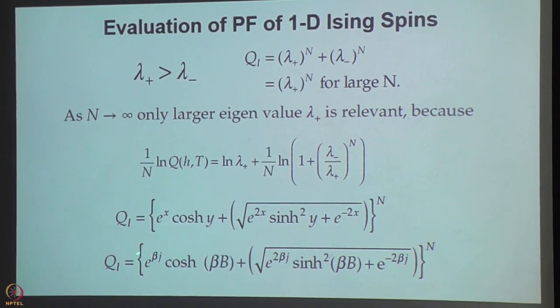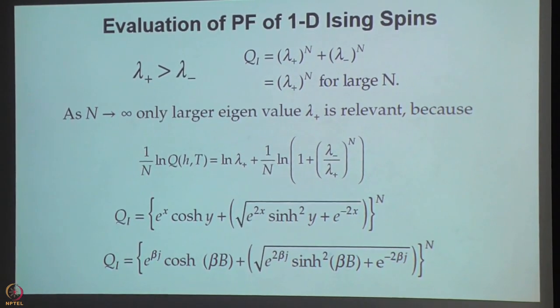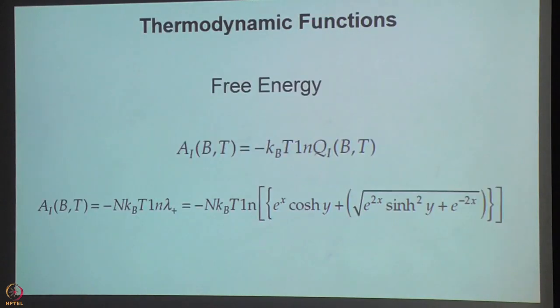All right, so this is all given there. The partition function then becomes this thing. Look at how much more complication we have when the magnetic field is there. If B is equal to zero, then it will go over to the old form.